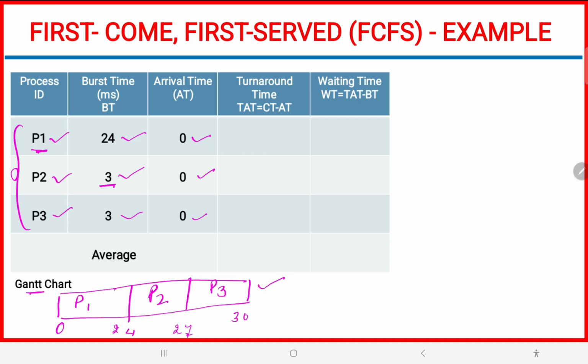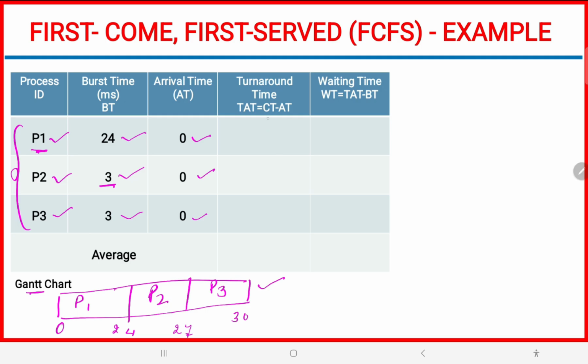So this is how we can prepare the Gantt chart. As far as FCFS or the other remaining algorithms are concerned, in each of those cases, first of all we need to prepare the Gantt chart of the scenario given in the question, and thereafter we can compute the completion time. So if you see over here, turnaround time is completion time minus arrival time.